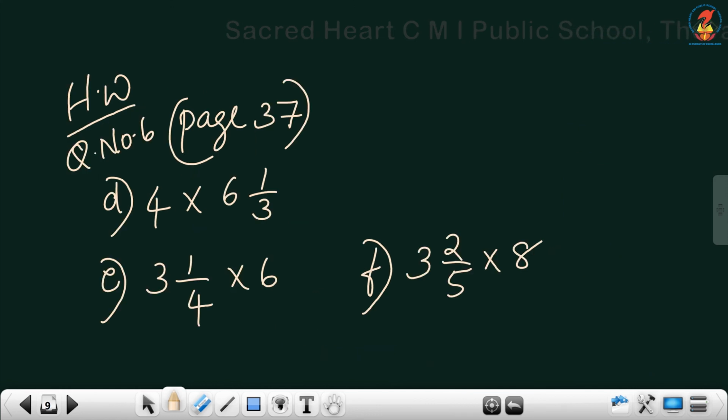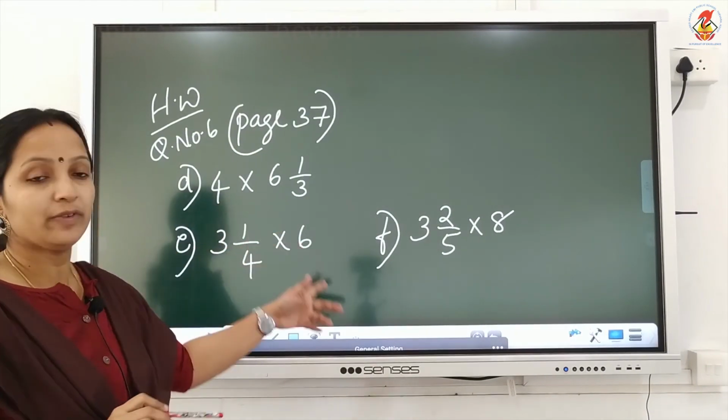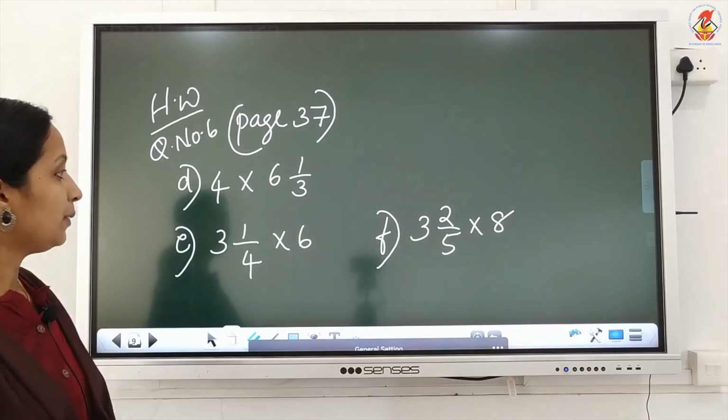Now mark the homework questions. Do these questions. It will be more clear for you. Mixed number, convert it into improper fraction. Then only you find out the answer. Okay. Mark the homework questions and do it. Hope these topics are clear.